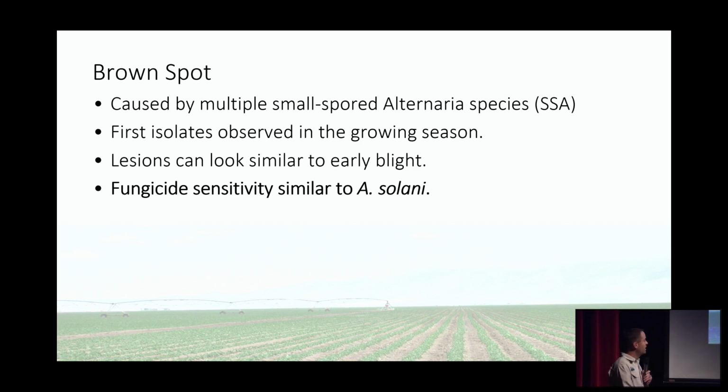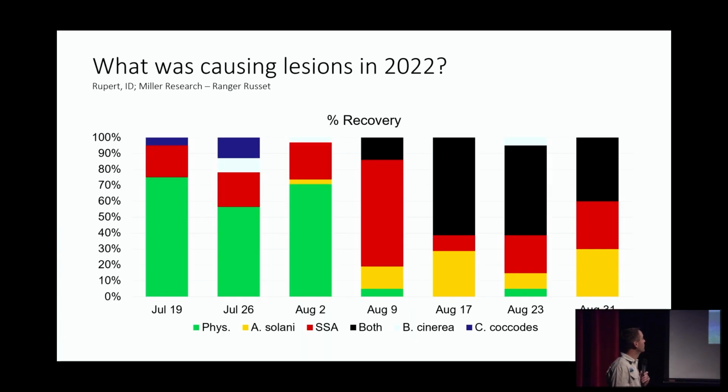And again, the lesions can look very similar to early blight. They're not always just that little brown spot on the leaves. And again, when we isolate, we find both pathogens. And with all the work that we've done, we would tell you that the fungicide sensitivity is similar to the regular early blight, the Alternaria solani. And so we decided to come give you a shot at this.